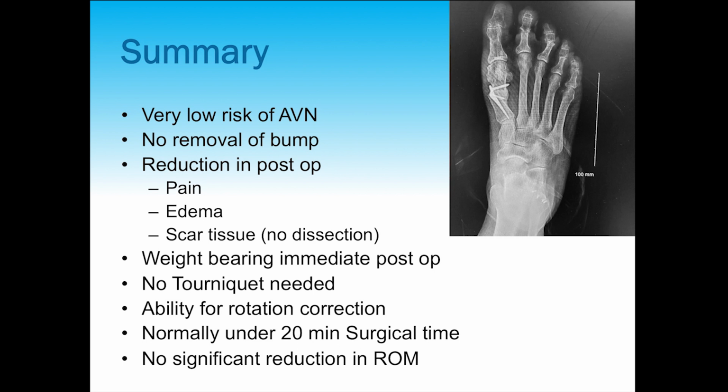They can weight bear immediately post-op, and this is a strong implant, very strong, which limits the post-op swelling versus the old single pin construct. You don't necessarily need a tourniquet. You can use one if you want. You can get frontal plane rotation correction. Usually it's under 20-minute surgical time, and this can vary as you get more and more experience with the more minimally invasive procedures. And there's no significant range of motion reduction, which is key.